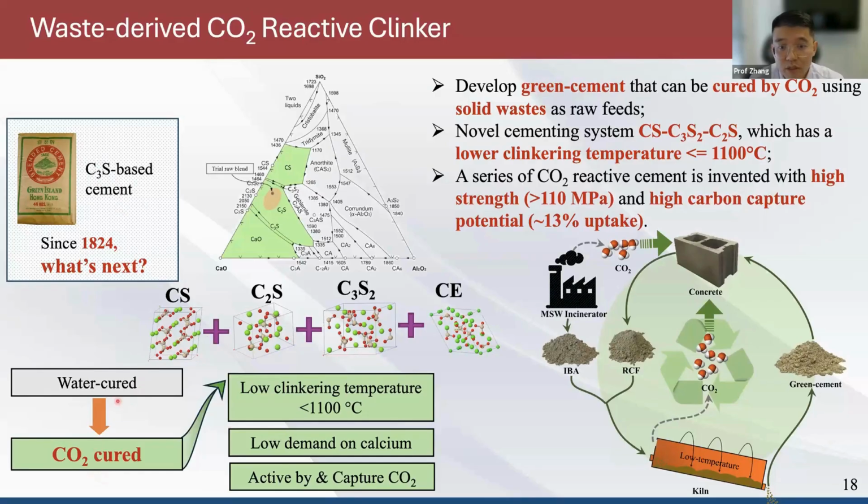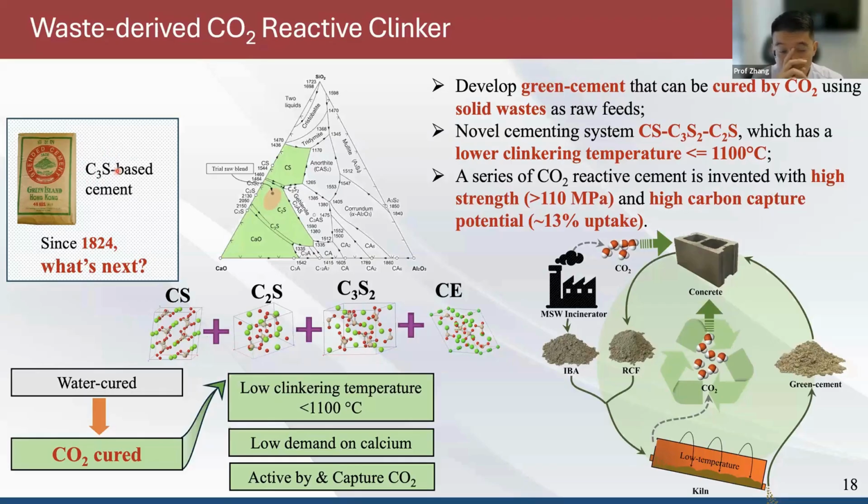There are a couple of phases that we developed at PolyU, including CS, C2S, C3S2, and CE. Those are the major mineral phases. We call them low carbon mineral phases. The reason they can be low carbon is that they have a lower clinker temperature. Instead of C3S, which needs a temperature of 1400 to 1500 degrees C, these phases can be synthesized below 1100 degrees C. It has a low demand on calcium. C3S is basically 3 calcium oxide and 1 silica oxide, so the calcium to silica ratio is 3 to 1.